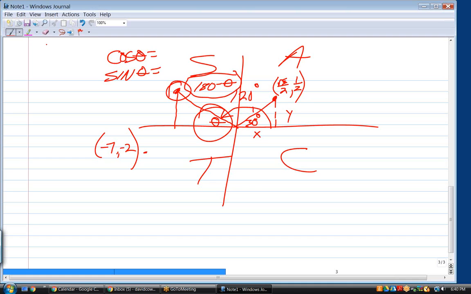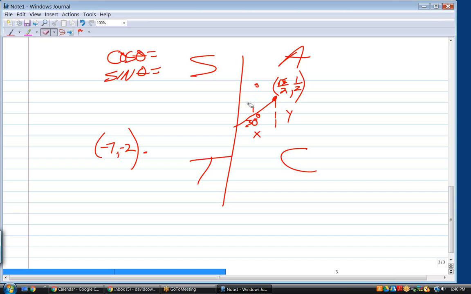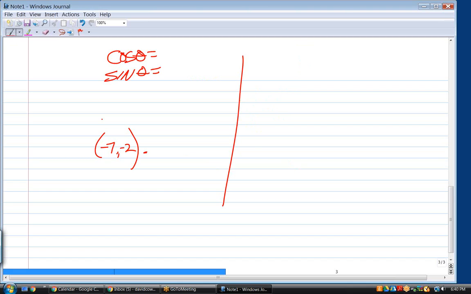Okay, so back to the problem of minus 7, minus 2. What do they want to know? The cosine of theta. So, here's the point. Let's draw the reference triangle. What's this measurement right here?